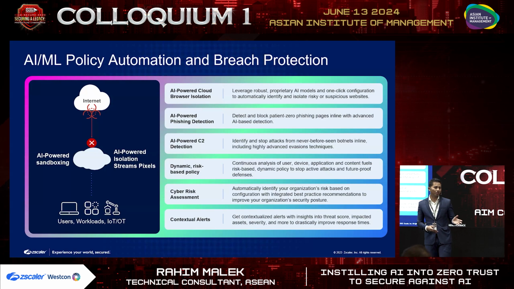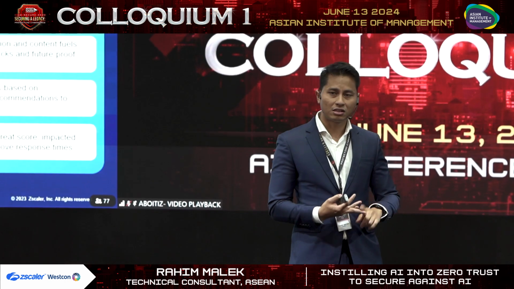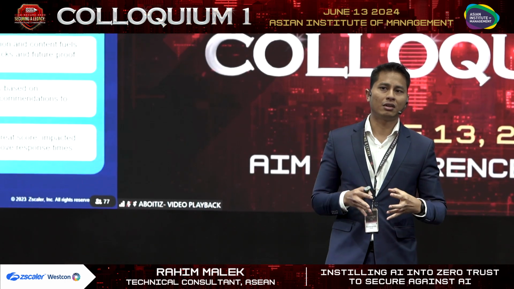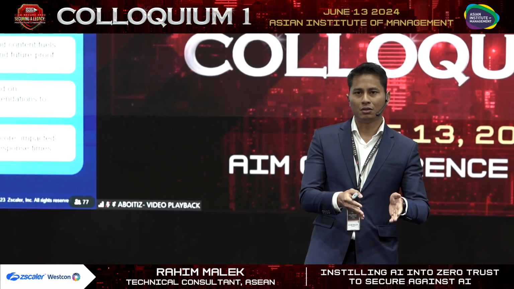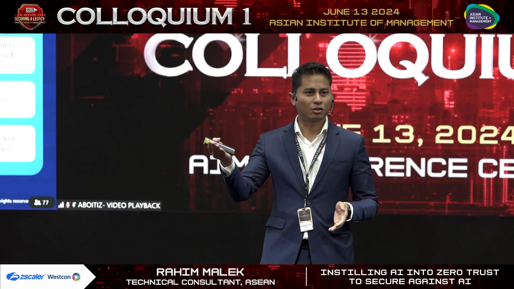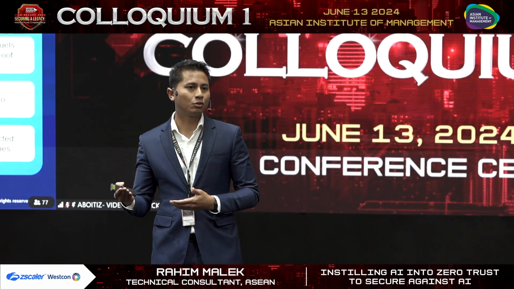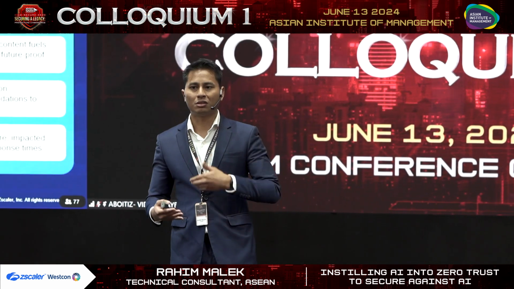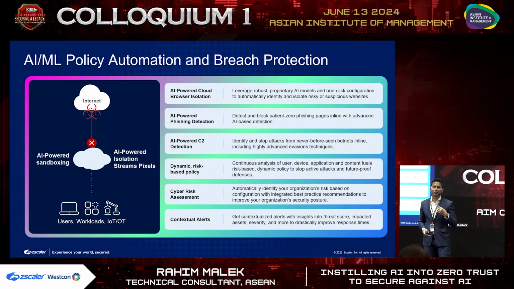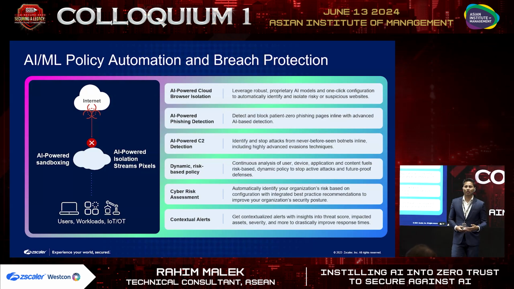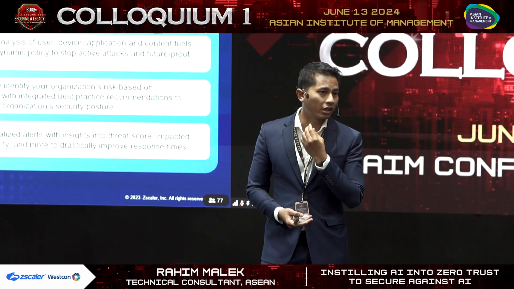Dynamic risk-based policy. Remember just now I mentioned it's not only about device. We talk about users, we talk about destinations. So with this AI, we can help do dynamic risk-based policy. For example, this particular minute the user is not able to access this particular site because maybe there's a malicious intent, but the next minute, with AI, we will be able to know that this is allowed, then the user can access. Cyber risk assessment, again with AI, it can automatically identify your organization's risks, and of course, contextual alerts. Without context, without visibility, it's difficult for us to protect our organizations.